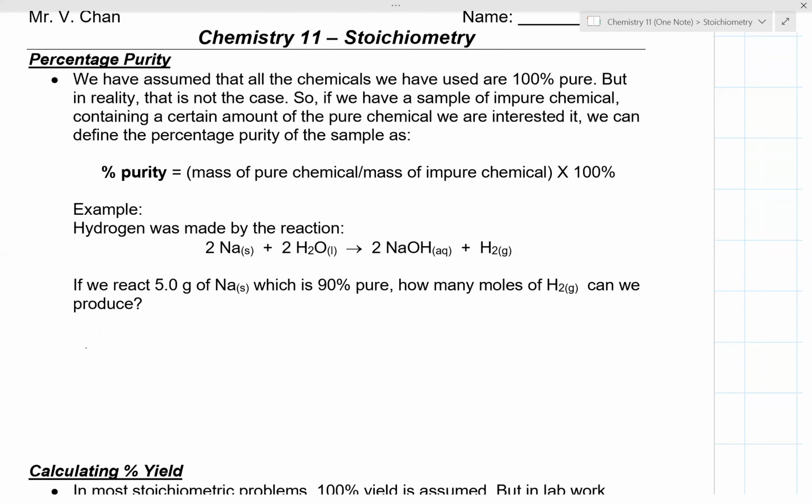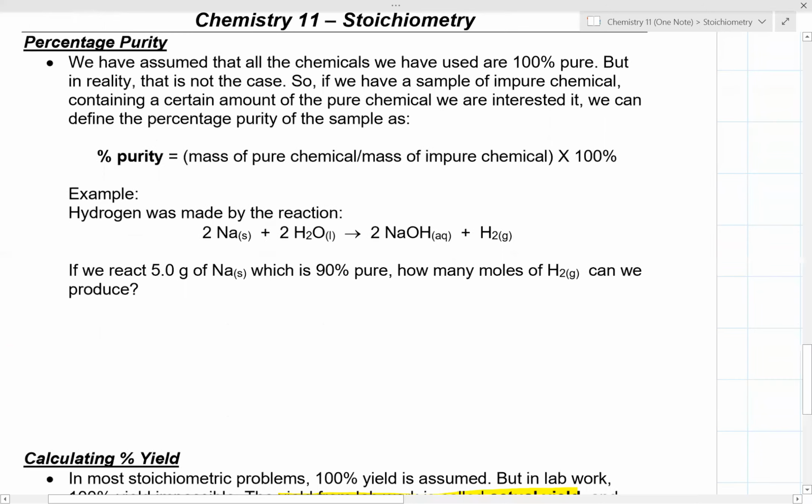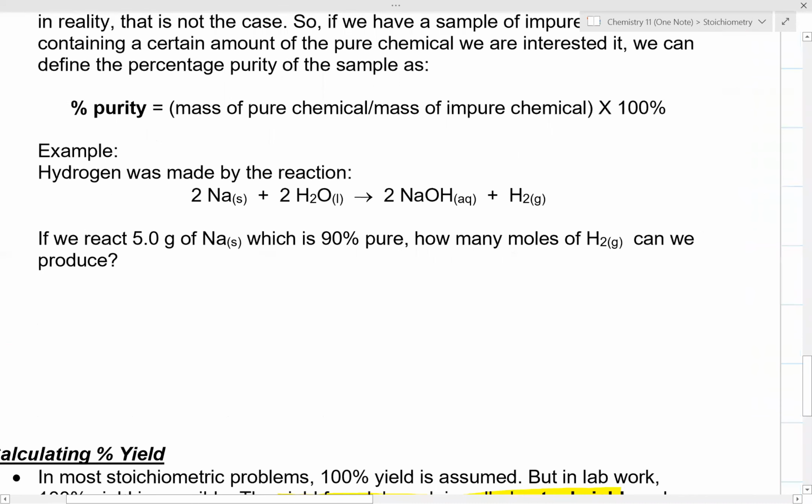Now, let's say, for example, here, it says hydrogen was made by the reaction 2Na plus H2O gives you 2NaOH and hydrogen gas. If we react 5 grams of sodium, which is 90% pure, how many moles of hydrogen can we produce?